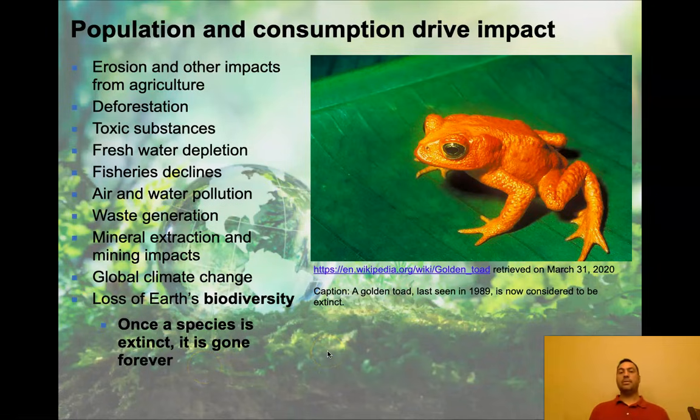And you might not think of it as a big deal, like, for example, who cares if a toad goes extinct? Aren't there other toads? Well, maybe not the kind of toads that we need them to be. All right. So this is the golden toad. This is an animal that's been completely absent from human eyes since 1989 and is considered to be extinct. So this is a picture from before 1989.